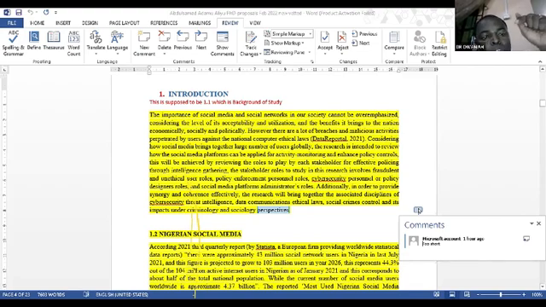Your 1.1 and 1.2 should be combined together to form your background of study. And then when you combine it together, if it is more than 2 pages, you try as much as possible to eliminate some redundant and irrelevant sentences and words. Your introduction and proposal cannot be more than 1 to 2 pages.